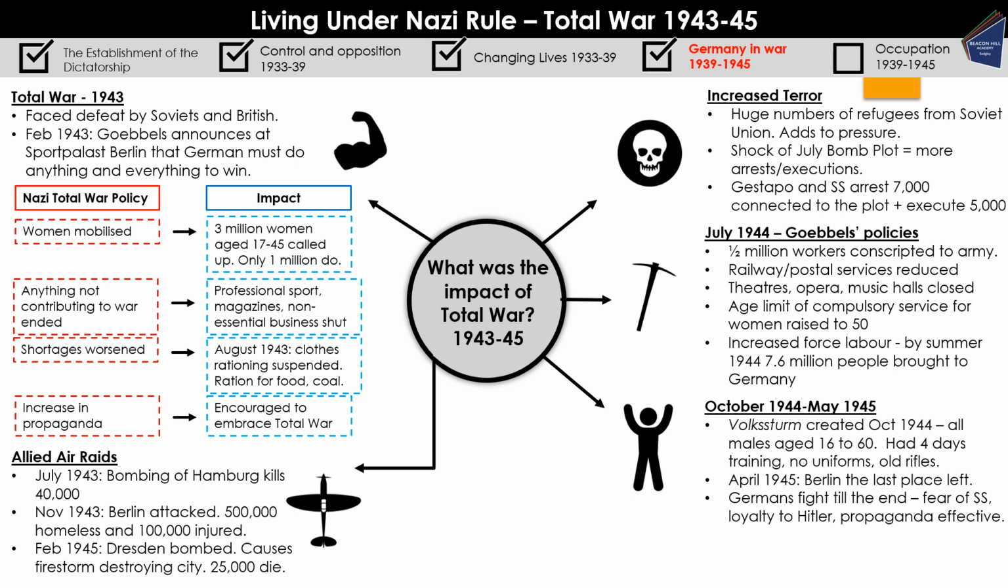You need to know the two phases. So the start of the war, 1939 to 1942, generally speaking, things go well. And then total war, 1943 to 1945, things go very badly, which is all of the evidence that we've just been through. So the final video on Nazi Germany or living under Nazi rule will be on occupation between 1939 and 1945.